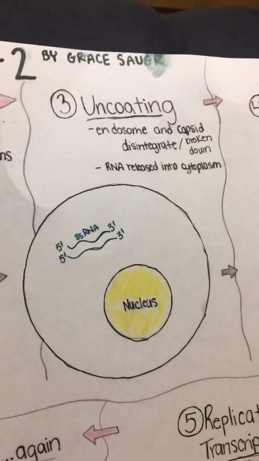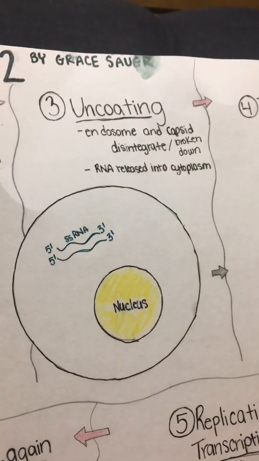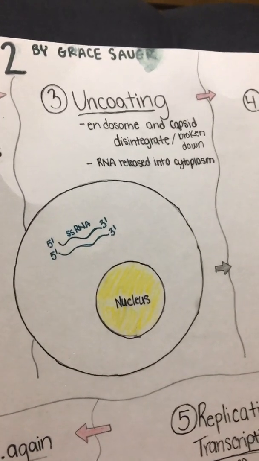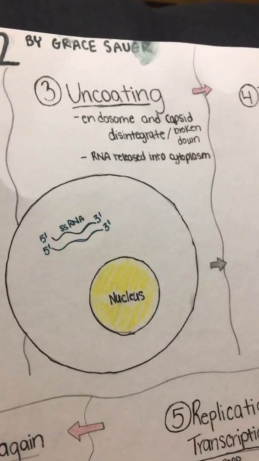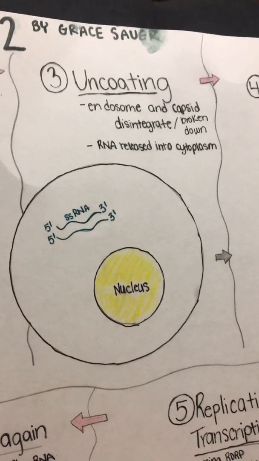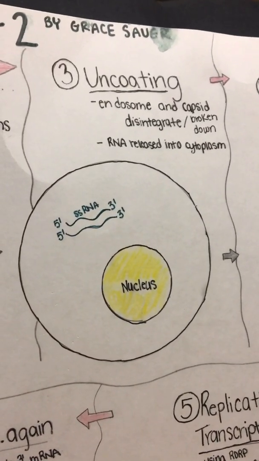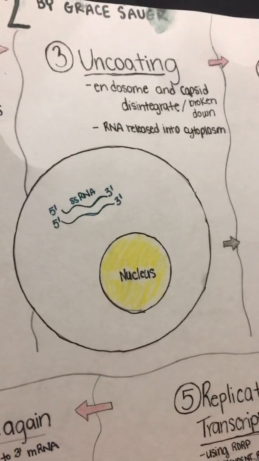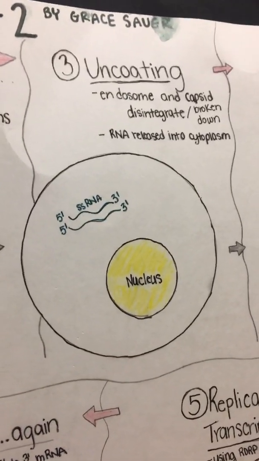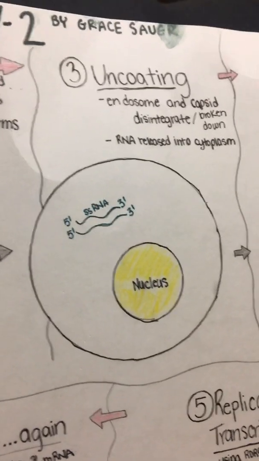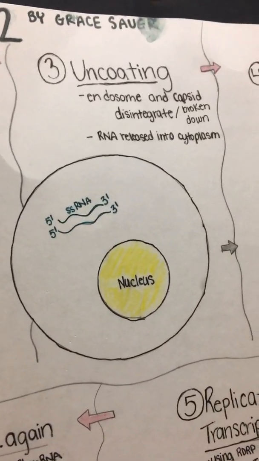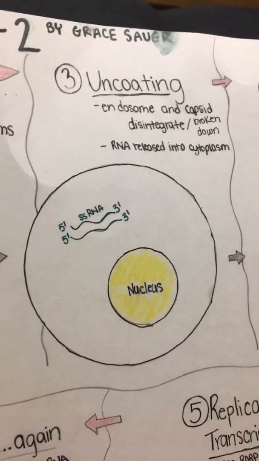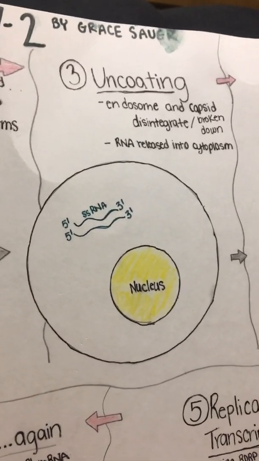For step 3, I have uncoating. The endosome and the capsid, which was the red pentagon shown, are disintegrated, and the RNA is released into the cytoplasm. And this is very essential because without this step, the RNA-dependent RNA polymerase, which we will be making in just a second, will not be able to get to the cell, and replication and transcription and translation and all of that will not be able to occur.